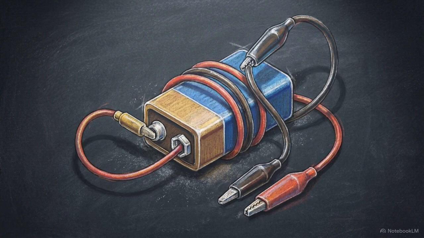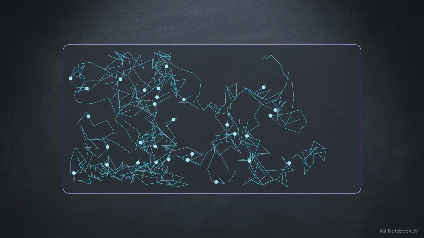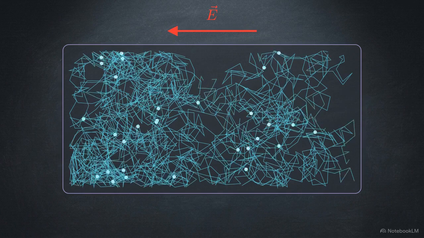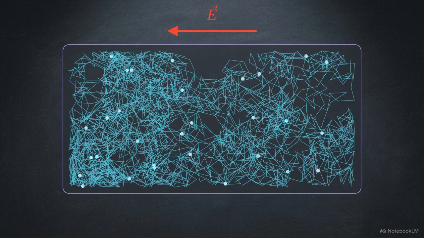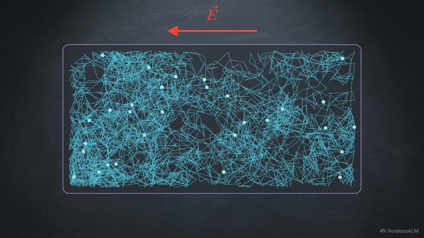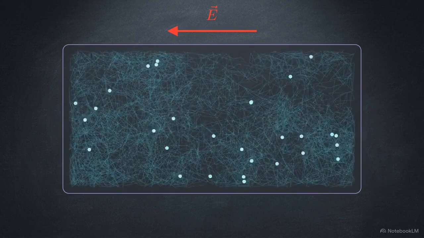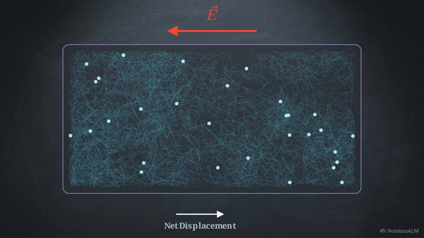When we apply a voltage across the metal, we introduce a strict directional bias to the system. With an electric field applied, the chaotic paths don't stop. Instead, the swarm collectively drifts slightly opposite the field. Notice the massive scale difference. Individual erratic paths are incredibly fast, but the net displacement vector, the actual progress, is minuscule.